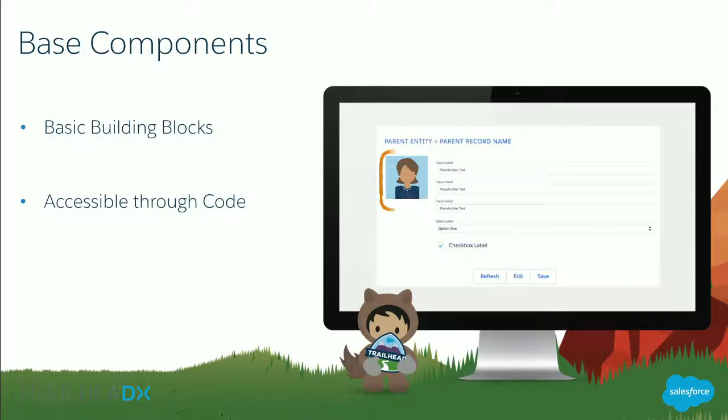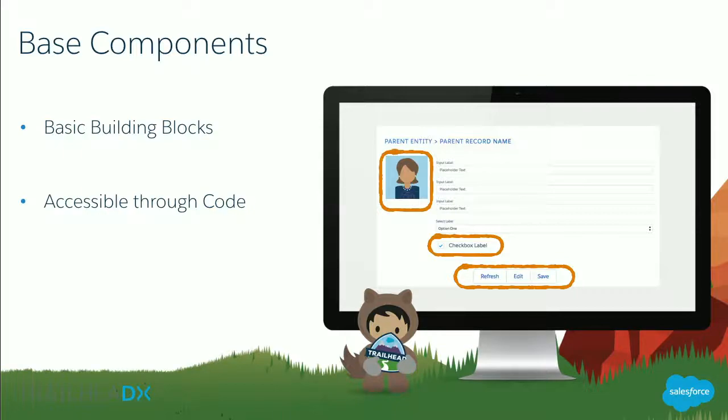They are accessible through code. So think, for example, of an avatar or a checkbox label with SLDS style or a button group. You don't need to create them with HTML anymore. There is a Lightning base component for all these three and much more. We're going to take a quick peek at the roadmap in a little bit. But this really helps speed up your development.